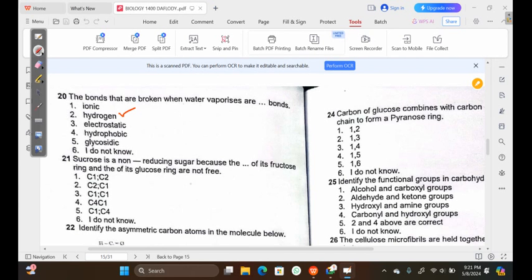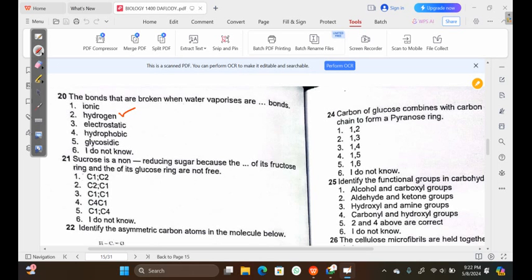Sucrose is a non-reducing sugar because the dash of its fructose ring and the dash of its glucose ring are not free. So we're looking at the number of the carbon which is not free in a fructose ring, and also the number of the carbon atom in a glucose molecule which is also not free, to make sucrose not to be a reducing sugar.